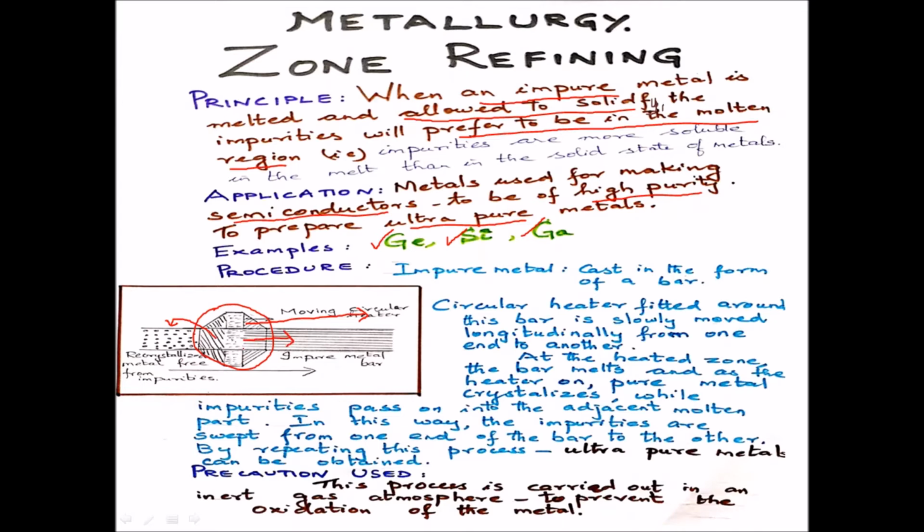So in this way, the impurities are swept from one end to the other end of the bar, and by repeating this process again and again, ultra pure metals can be obtained. One of the precautions that has to be carried out during the zone refining process is that an inert gas atmosphere is used to prevent the oxidation of the metal. So this is the method of refining metals by zone refining.